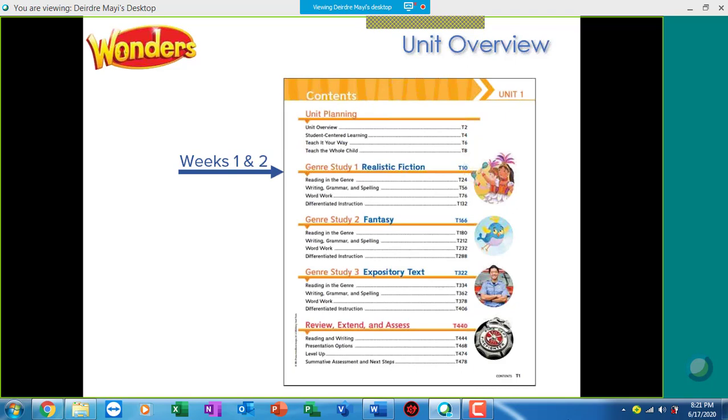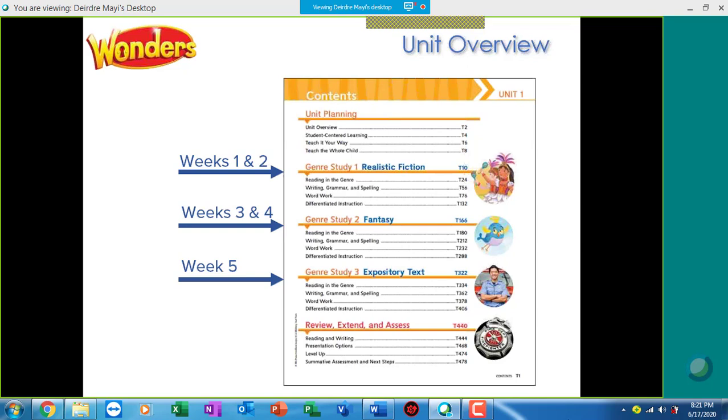As you look at the example on the screen, realistic fiction is the genre for weeks 1 and 2, those 10 days. The second genre study, again, will last for 10 days, 2 weeks. The genre here will be fantasy in this example. Now, genre study 3 only lasts for 5 days, so 1 instructional week. Again, genre study 3 will last for only 1 week, 5 days.